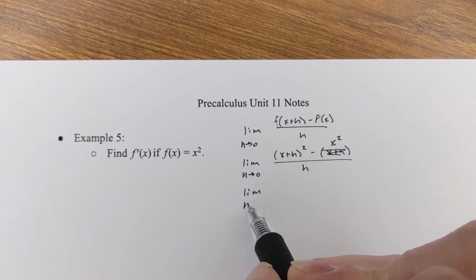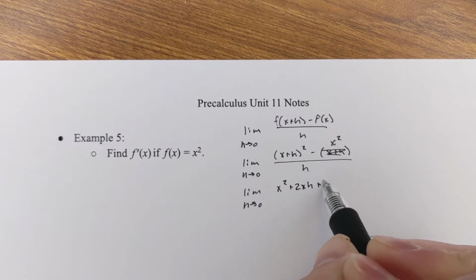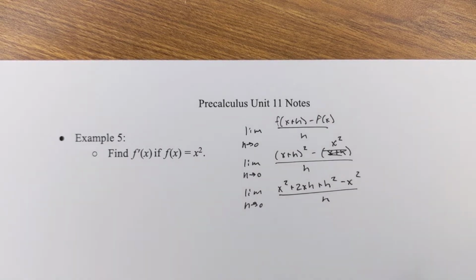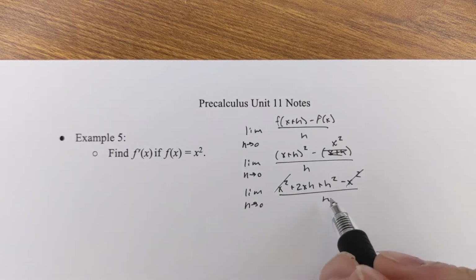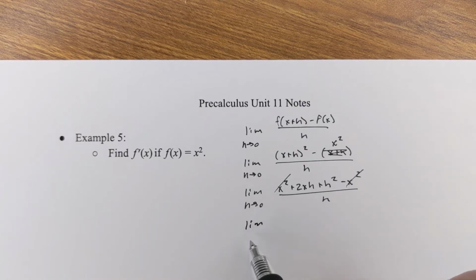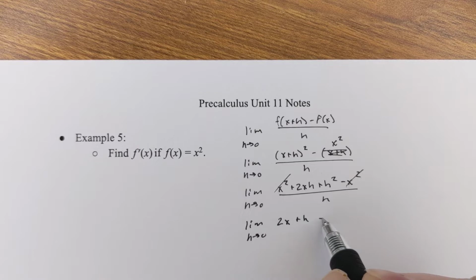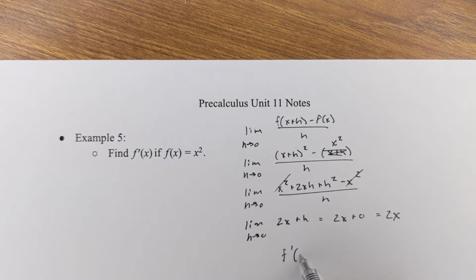I'm going to do it in my head. It's going to be x squared plus 2xh plus h squared minus the x squared all over h. So you look, your x squareds go away. Those cancel. And I can drop an h out. So 2x plus h becomes 2x plus 0 becomes 2x. So this is the generic derivative of my function.